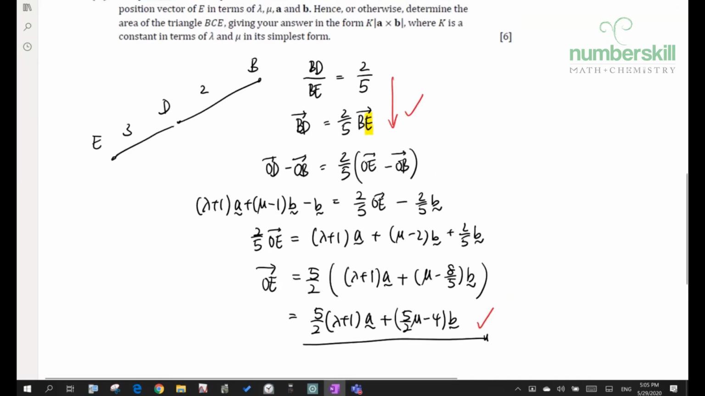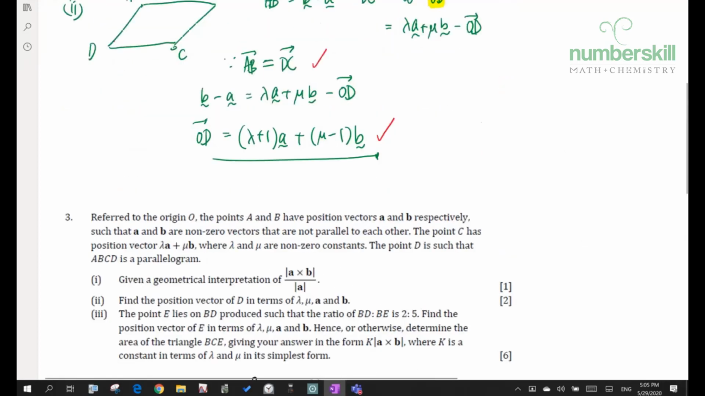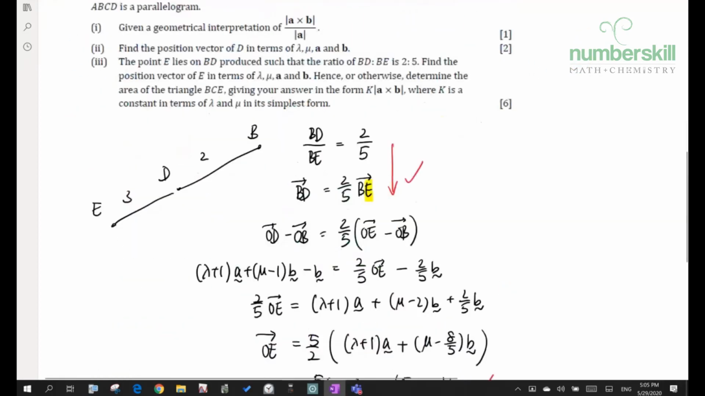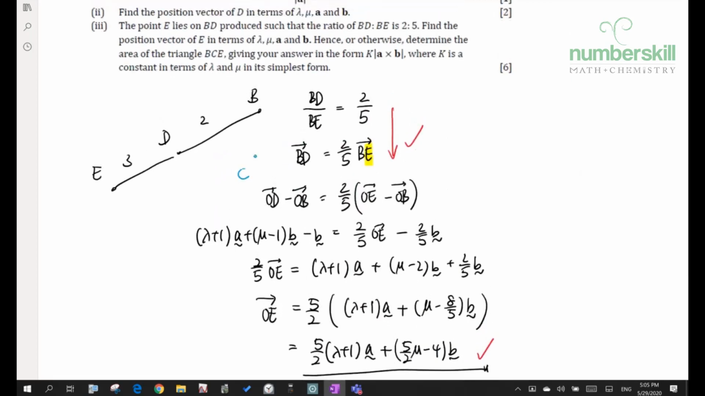Now then we move on. Not done yet. Where are we now? Okay, hence or otherwise, determine the area of the triangle BCE. You look at this picture. There's no C, right? So I probably should trace back to see how my C looks. Oh, C is somewhere there. Accordingly, C is somewhere here. Oh, okay. So triangle BCE looks like this. Okay, here we go. That's the area of the triangle.